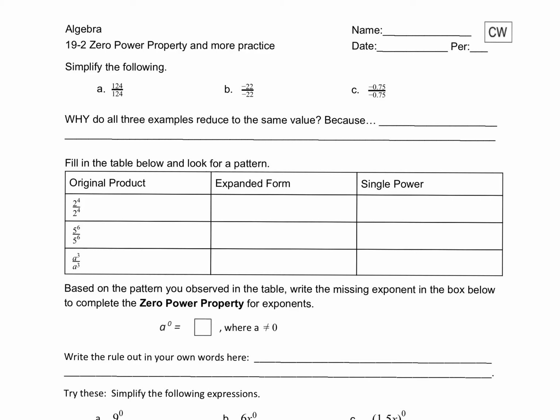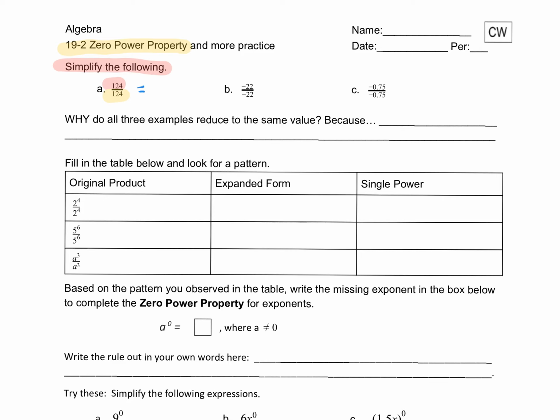Today we're going to go over something called the zero product property, and we're also going to do more practice. But before we do that, we're going to simplify the following here. Simplify the following. I have 1 over 24 over 1 over 24.